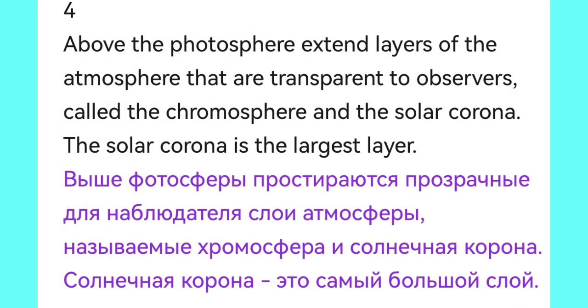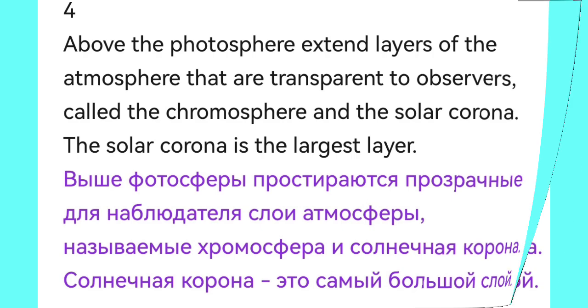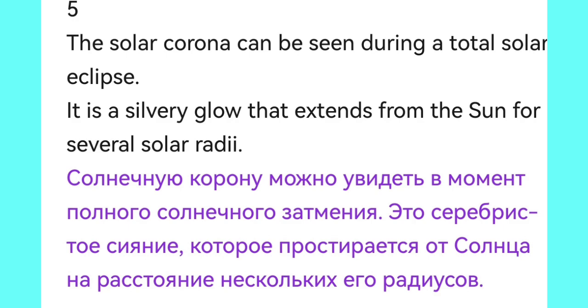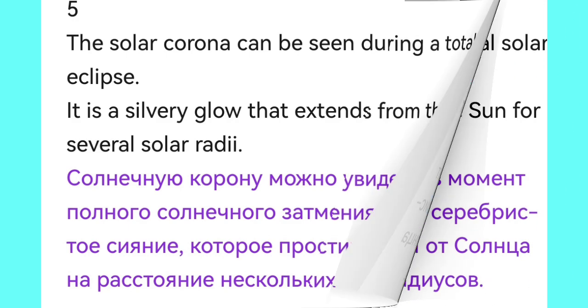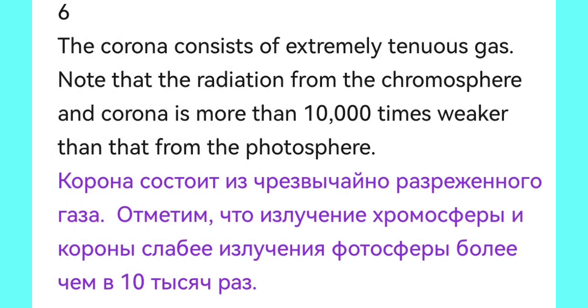Above the photosphere extend layers of the atmosphere that are transparent to observers, called the chromosphere and the solar corona. The solar corona is the largest layer. The solar corona can be seen during a total solar eclipse. It is a silvery glow that extends from the sun for several solar radii. The corona consists of extremely tenuous gas. Note that the radiation from the chromosphere and corona is more than 10,000 times weaker than that from the photosphere.